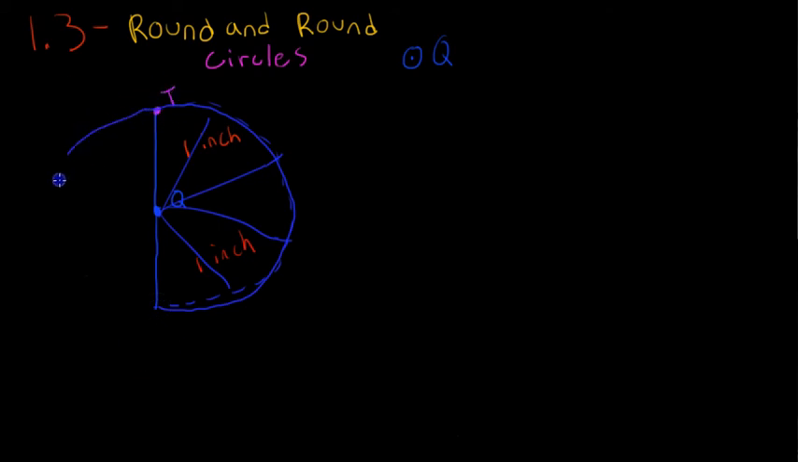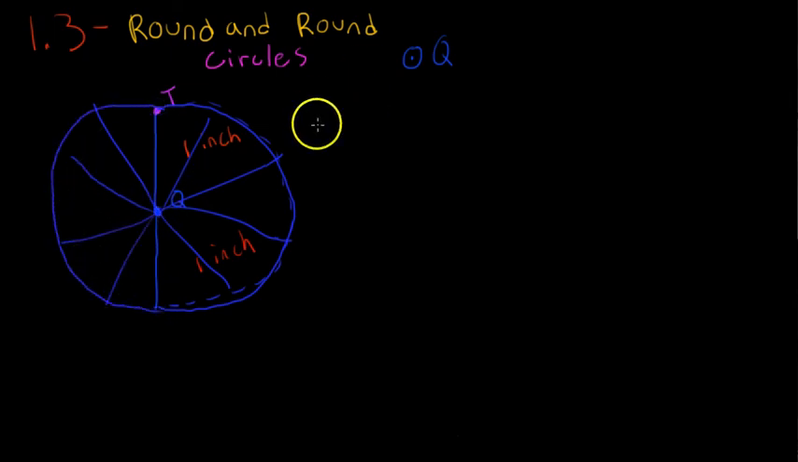I can do the same thing on the other side. That was bad. So like 1 inch, 1 inch, 1 inch, and you connect all these, you get something that looks like that, right? Now this is what a circle is. It's where all points along the side of the circle here are equidistant, meaning they have the same distance to the center, which is Q. The center is Q, a point is T.